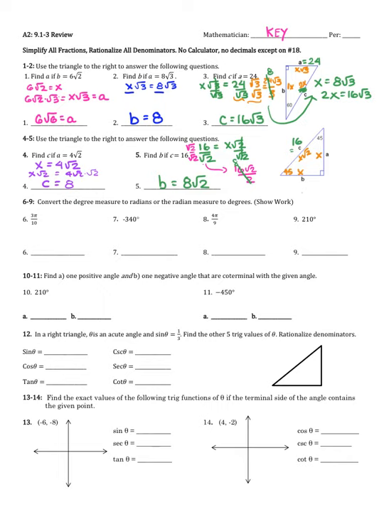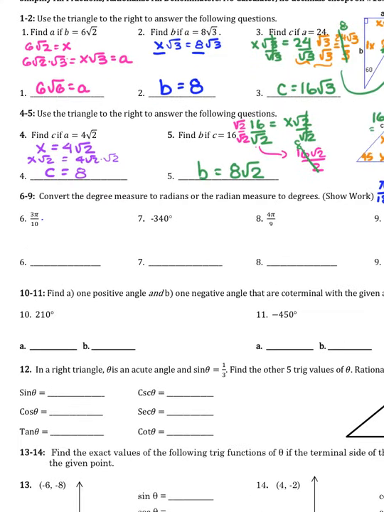Now we're going to be converting degrees to radians, and radians to degrees. Remember, you're always using either pi over 180 or 180 over pi as your conversion factor. If it comes to you with a pi in it, and we want that pi to cancel, I'm going to multiply by 180 over pi.